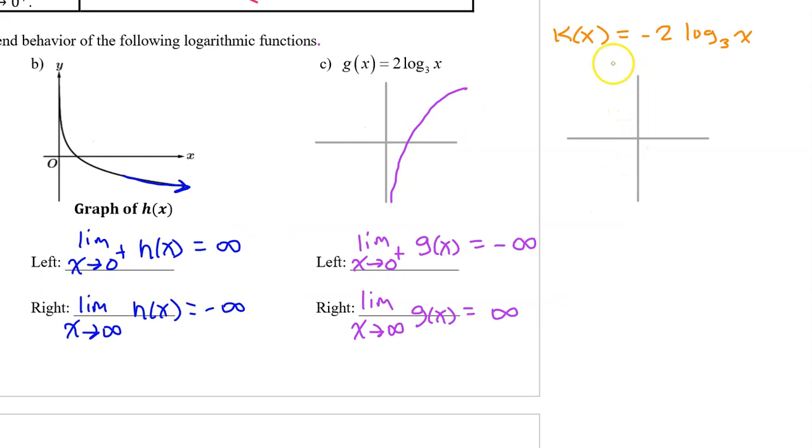Just for comparison, if I had k of x equals negative 2 log base 3 of x, that would be a reflection of this graph over the x-axis. So this is when the log graph is decreasing, and it looks like this.